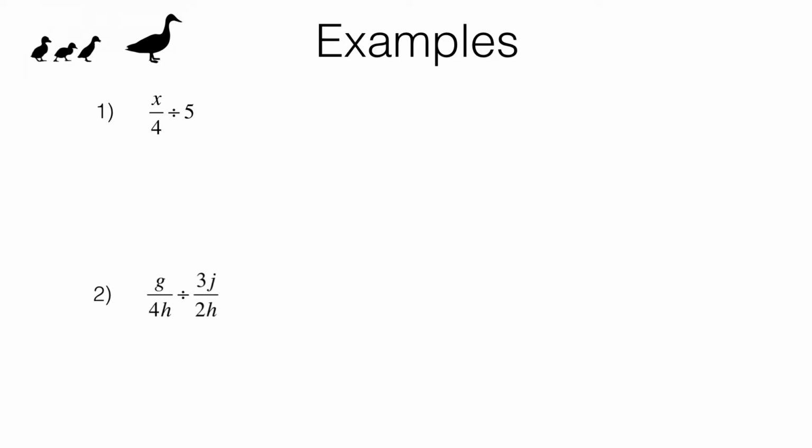So, starting with example 1. I can now just rewrite this question as x over 4. And instead of divide by 5, it would be multiply by 1/5. So this time I'm timesing x by 1 to give me 1x, which is x, and 4 by 5, which is 20.